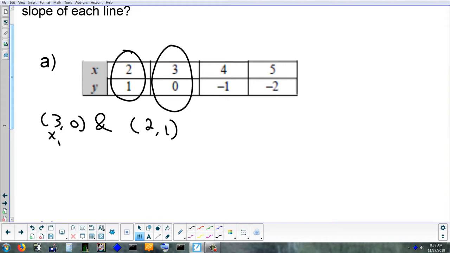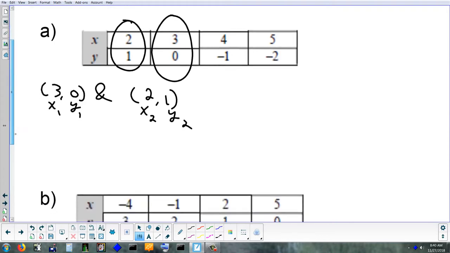Oh, no, x2? Well, each coordinate has an x and a y, so it's got to be a y. So y1? And it's got to be 1. Okay, the 1s have to go together. First x, first y, so now this is going to be my second x and my second y. That's all that x2 means. It's not like x squared, it just means my second x and my second y. Any questions on how we label that?